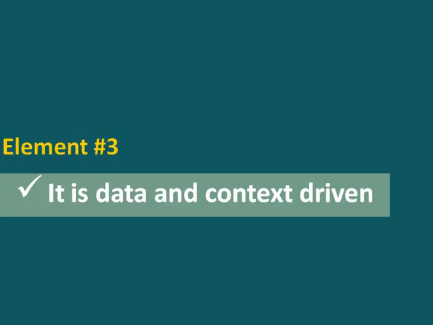Element 3, it's data and context driven. So when we work with communities, often our first step is to ask the community to identify and describe the problem that they want to address. And it's important because any policy solution should really be driven by this context of what is the problem, what's the issue. And it can be made stronger when there's data to support not only that issue's existence, but the policy solutions that you're proposing.